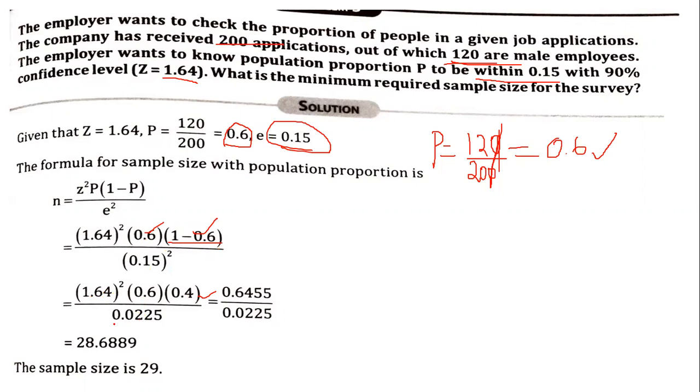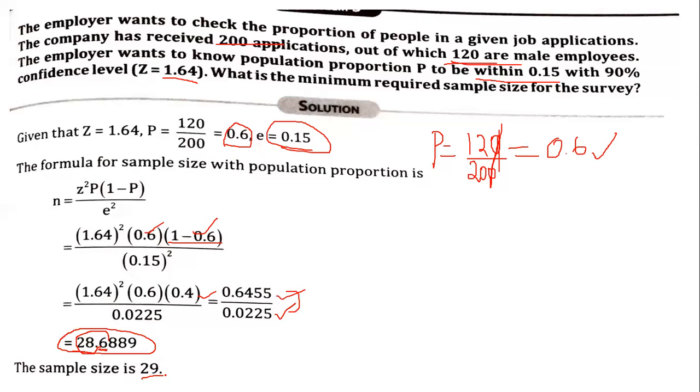So you get 0.0225. And then when you multiply all this with the squares, you get 0.6455 divided by 0.0225. And when you divide these two, you get 28.6889. Now, if you see, the number after the decimal is more than 5. If after decimal, the number is more than 5, you can round off to the next number. So your sample size is 29.